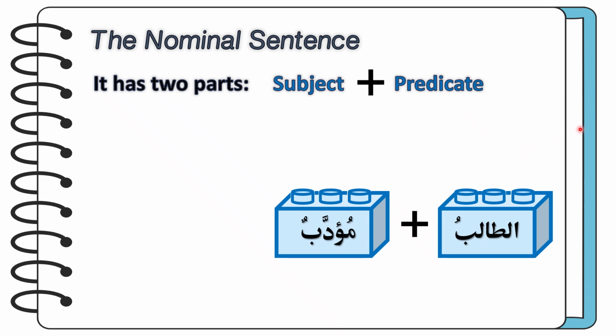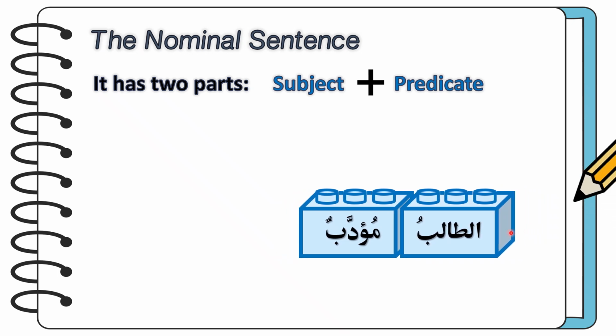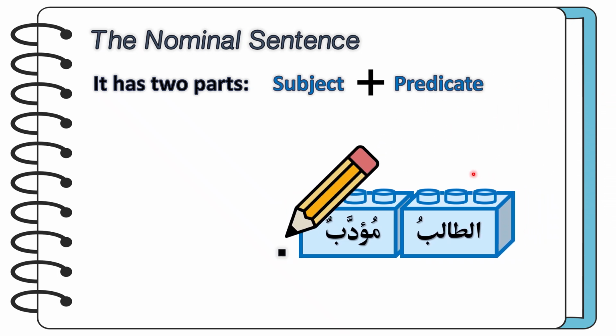So remember, in Arabic we read from right to left. So this here is the first word in the sentence and it's a noun. So this here is the subject. And then comes the predicate, which is usually the second word in the sentence. Here is a complete Arabic sentence with its two basic nouns. It reads الطالب مؤدب. الطالب مؤدب.